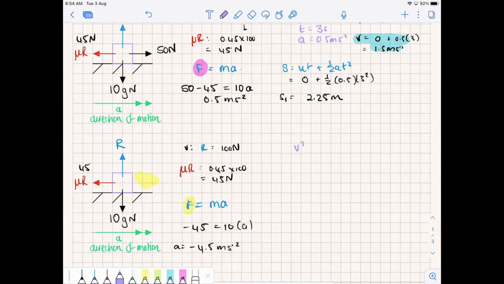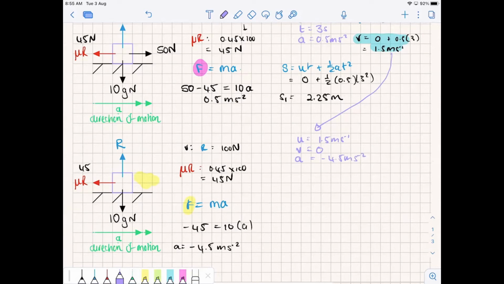Well, I know the initial velocity, right? Because when I stopped pushing the box, the velocity was 1.5 meters per second. That's what I calculated in the previous one. Sorry, that's not v squared, that's u. I also know the final velocity. The final velocity is going to be 0, because that's what the velocity is when something stops. And I've just calculated the acceleration as minus 4.5 meters per second squared.